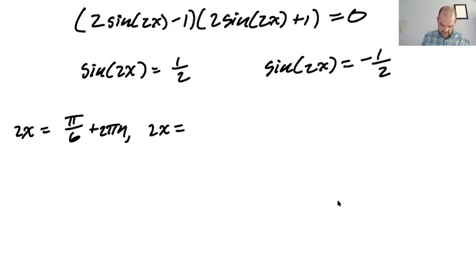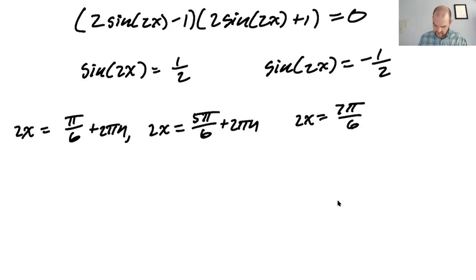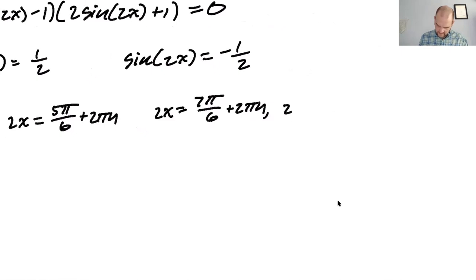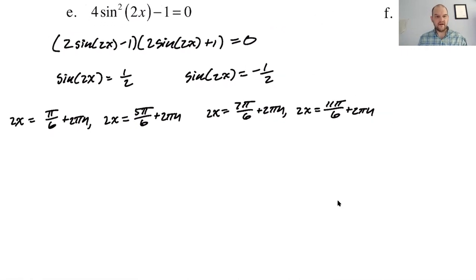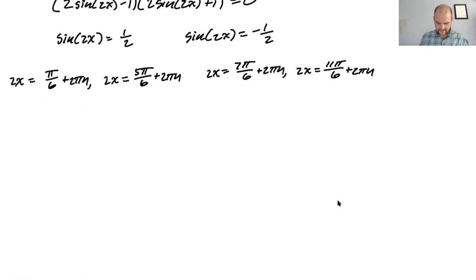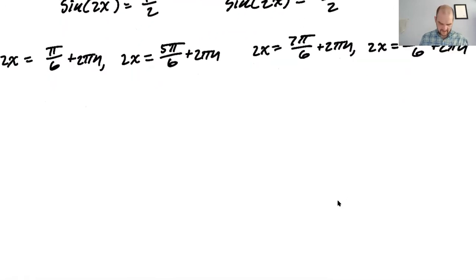2x is 5 pi over 6. So these come from here. And then over here, I would get 2x is 7 pi over 6 plus 2 pi n. And then here, 2x is 11 pi over 6 plus 2 pi n. It's like all the pi over 6s are showing up. So now, all I have to do is divide by 2, and then we're pretty good.